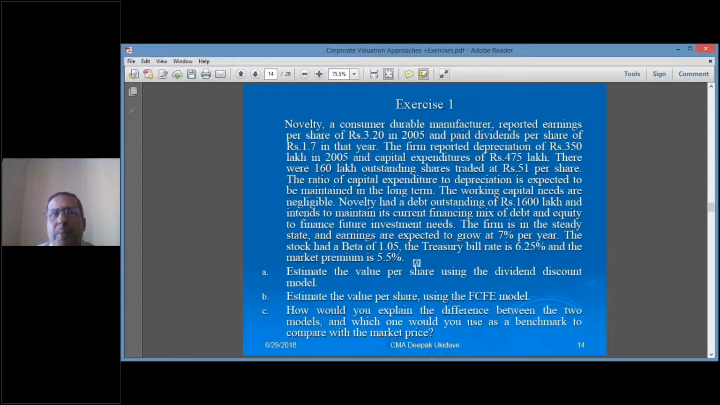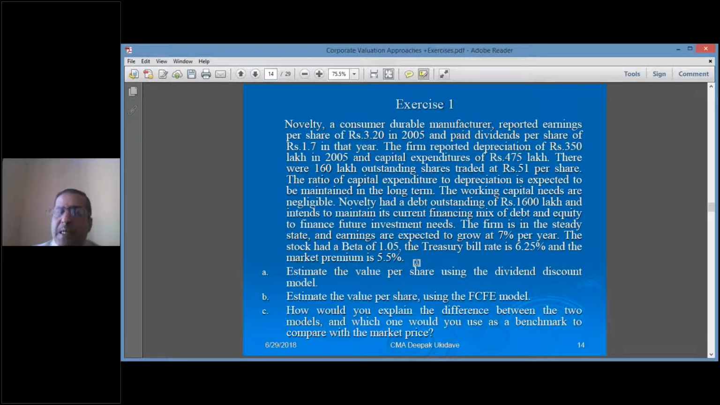All of you know formula to find out KE, cost of equity. Cost of equity is RF plus beta into RM minus RF. RF is given as 6.25, that is a T-bill rate, plus beta is given at 1.05 into bracket market premium is given, that means RM minus RF, which is called market premium or risk premium, 5.5. You get the KE, cost of equity, using CAPM.